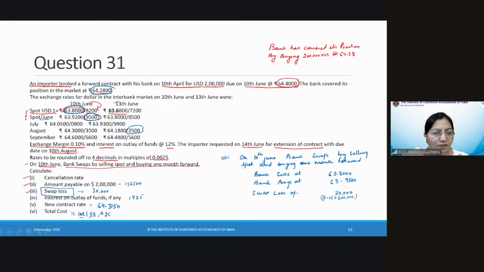Finally, what is the total cost to the customer? The customer will have to bear any cancellation loss, swap loss, as well as the interest on outlay of funds. So together he has to bear a cost of 188,425 rupees. Okay? Right? Right.